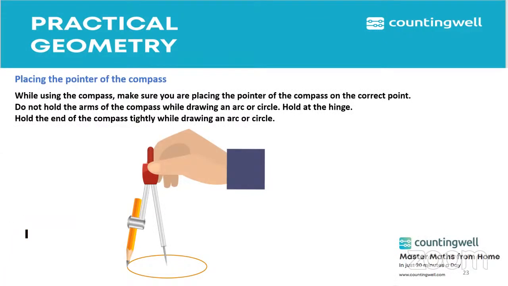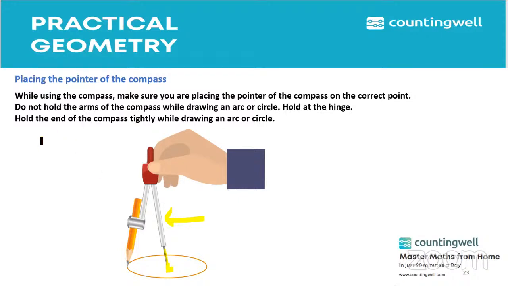Let us see how to place the pointer of the compass. Whenever you are using a compass, make sure you place the pointer correctly. This is the pointer. This compass is a steel compass, or it can be of fiber, but make sure the pointer is placed on the correct point. For example, if you want to draw a circle, the pointer should be placed exactly on the correct center of the circle.